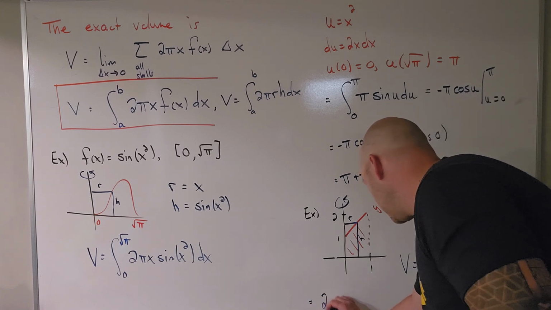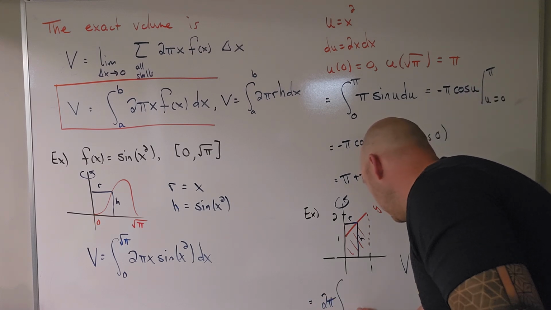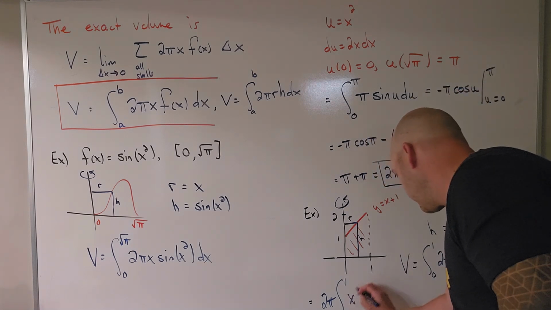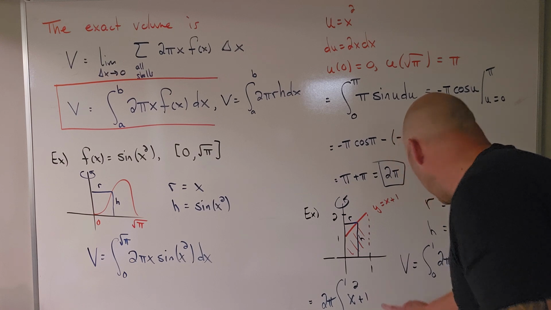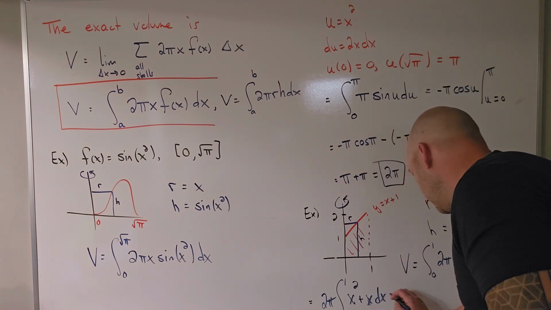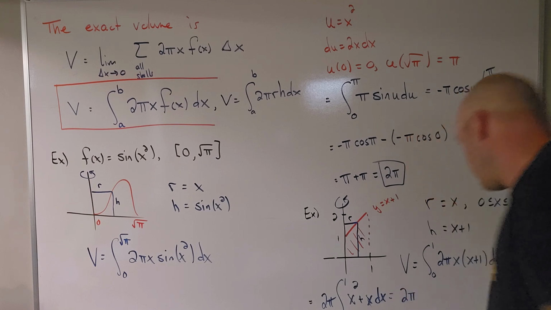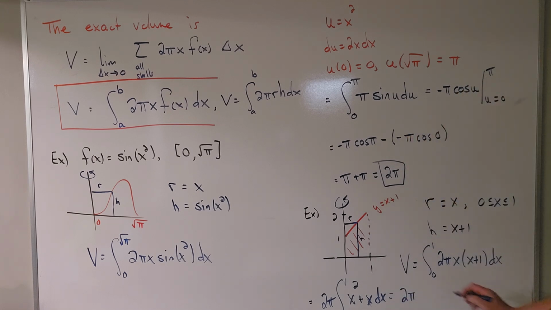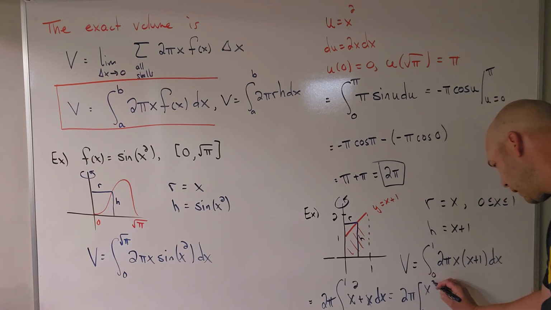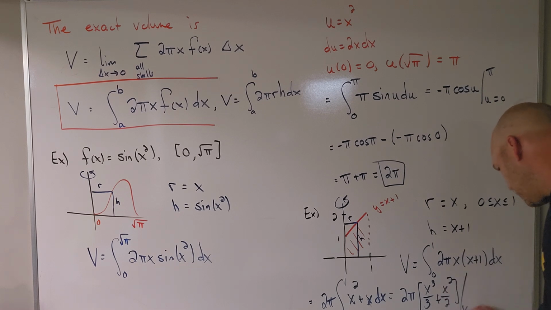So that would be 2 pi, pull that outside the integral, 0 to 1, x times (x plus 1) would be x squared plus x, dx. So it's integrating a polynomial, use the power rule for the antiderivatives. We get x to the third over 3 plus x squared over 2, where x goes from 0 to 1.